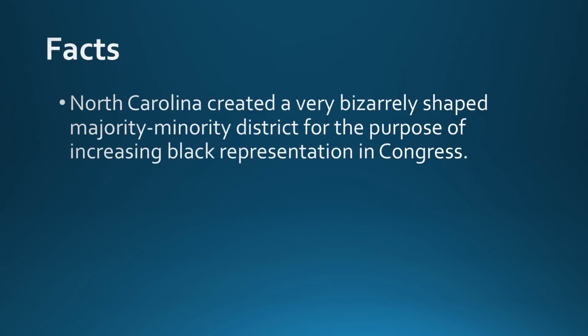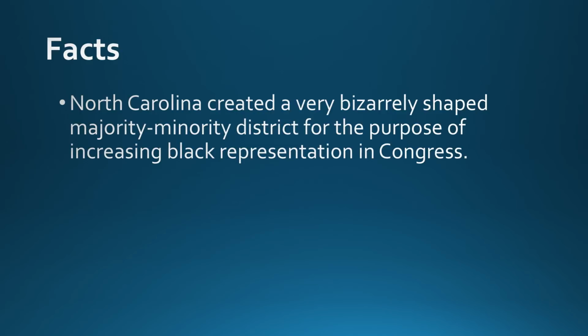What happened? Well, North Carolina created a very bizarrely shaped majority-minority district for the purpose of increasing black representation in Congress. So this is an interesting case because this is clearly gerrymandering. That very bizarre shape tells us that. But what they did was they essentially tried to lump a bunch of neighborhoods that were predominantly African American together with the goal of increasing minority representation in Congress. So this is what's known as a majority-minority district. The majority of people in that district were minorities.